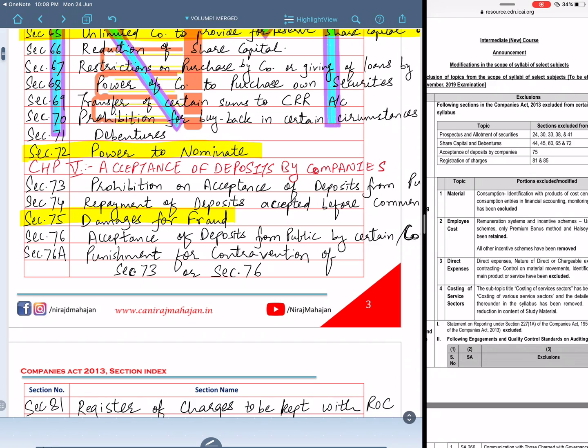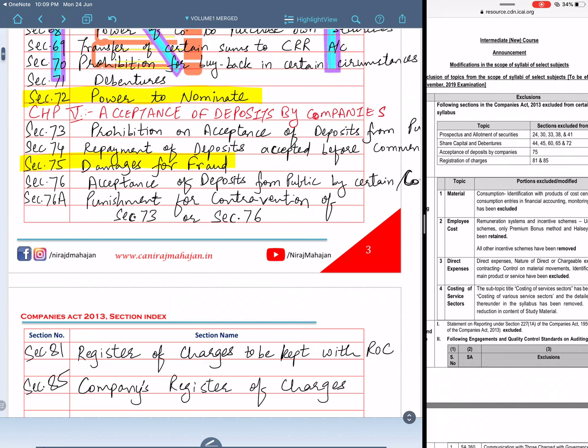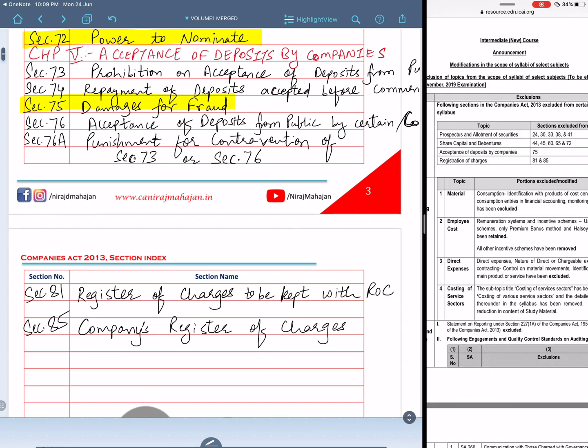75, again irrelevant because 75 was dependent on 74, which is a very old section. It was related to changes after the Companies Act 2013 amendments. So 75 is gone, damages for fraud in the chapter on deposits. 81 and 85, two sections related to charges only. They were similar, related to the register of charges. 81 was the register kept by ROC and 85 was the charges register kept by the company. Both the sections are gone.